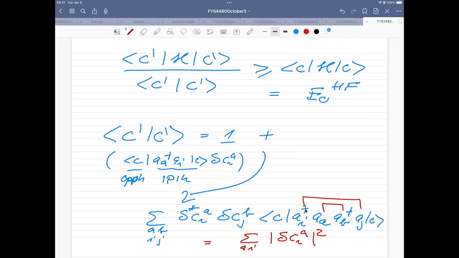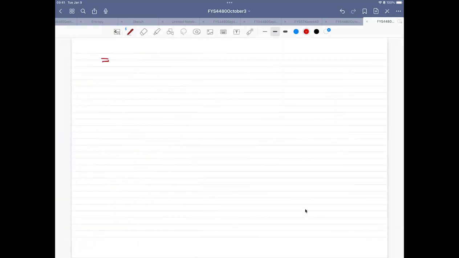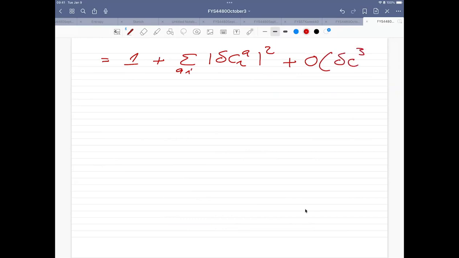Now, in the calculations, we are going to assume that delta C is small, and we are going to leave out terms higher than delta C squared. If we write this out, we have additional terms here. We are just going to write this as 1 plus a_AI, and then I have my delta C_IA squared plus higher order terms, which I'm just going to write as delta C cubed, and we are going to ignore them later. Okay, so that was the denominator.